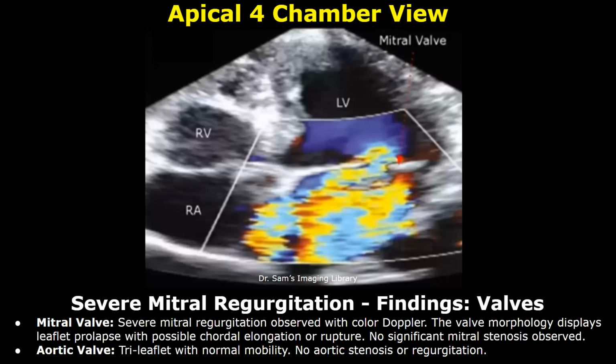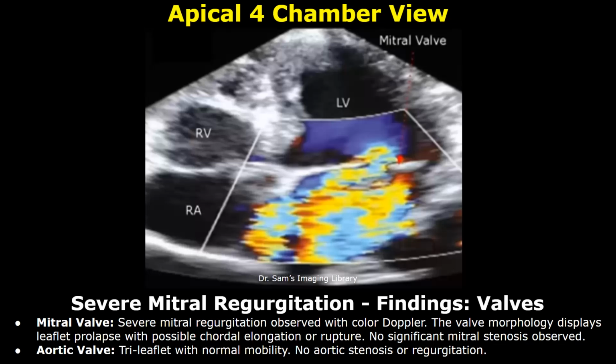Here are the findings of the valves. In the mitral valve, severe mitral regurgitation is observed with color Doppler. The valve morphology displays leaflet prolapse with possible chordal elongation or rupture. No significant mitral stenosis observed.